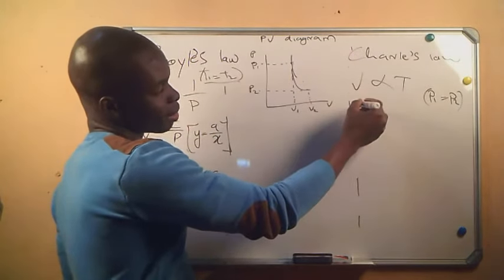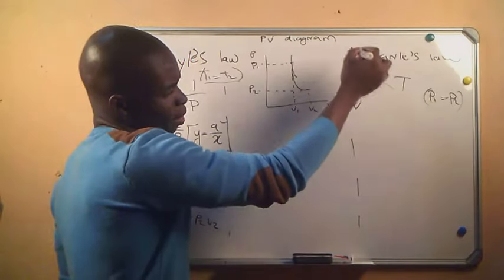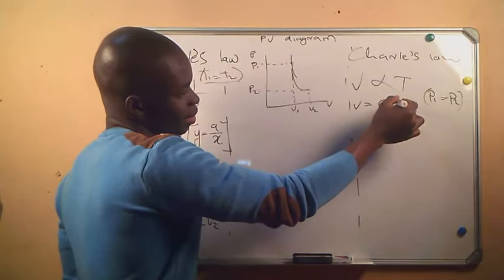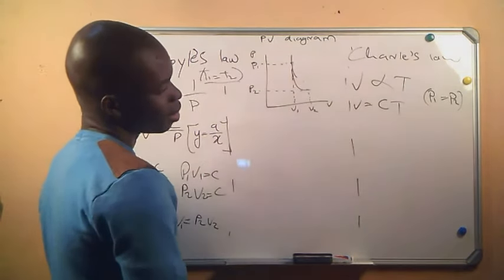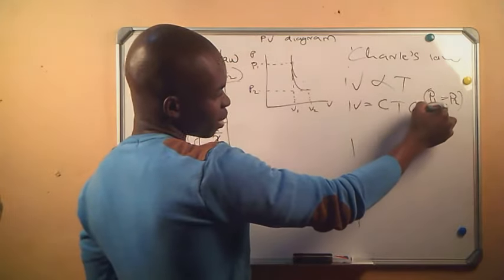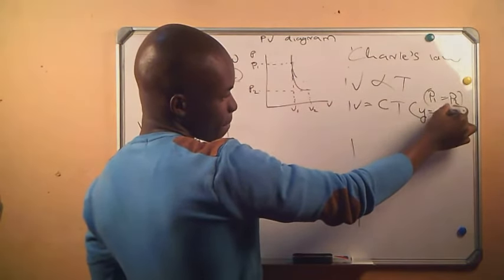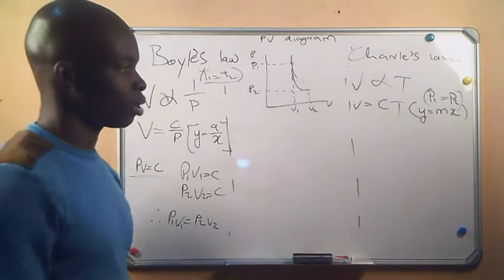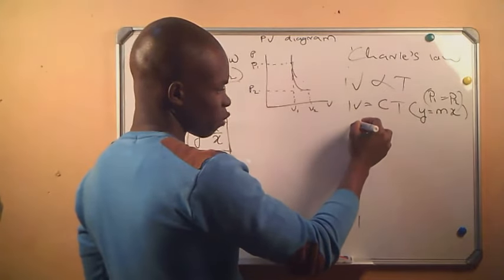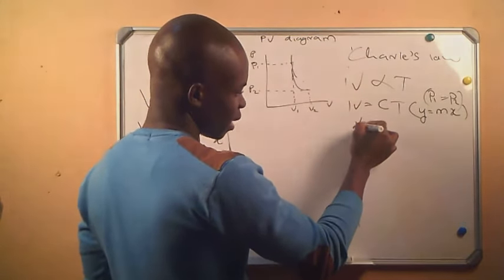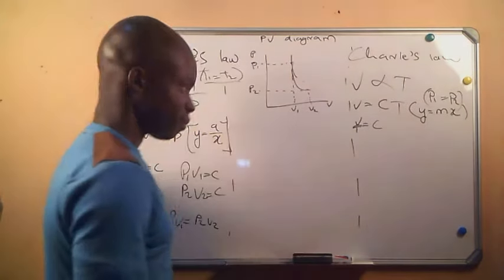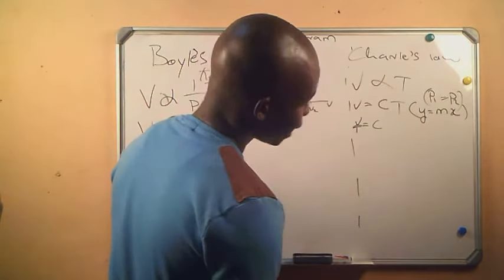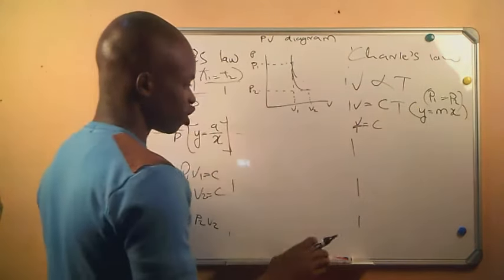Let's represent this formula in a useful manner. We have our V, and removing the proportionality sign, we must introduce a constant. It's C times T. This formula can also be expressed as y equals mx, which is our straight line graph equation. We make C the subject of the formula here. We get V divided by T is equal to C. And then, since we have the equation, we sketch the graph.